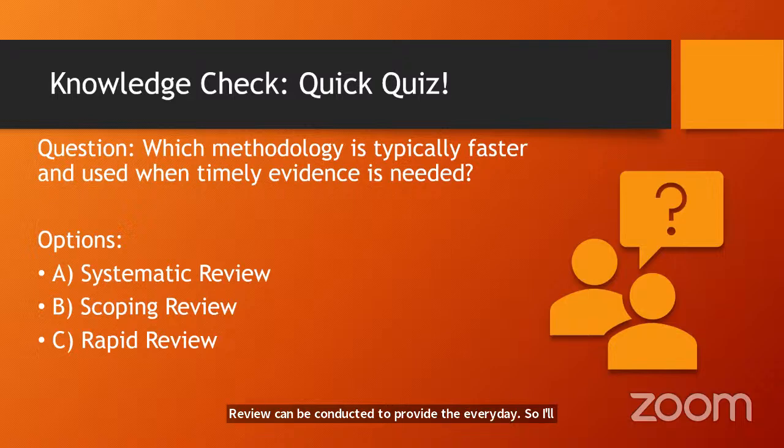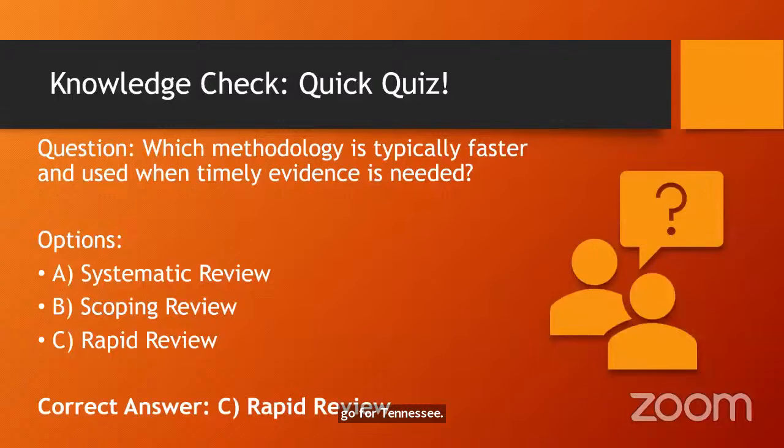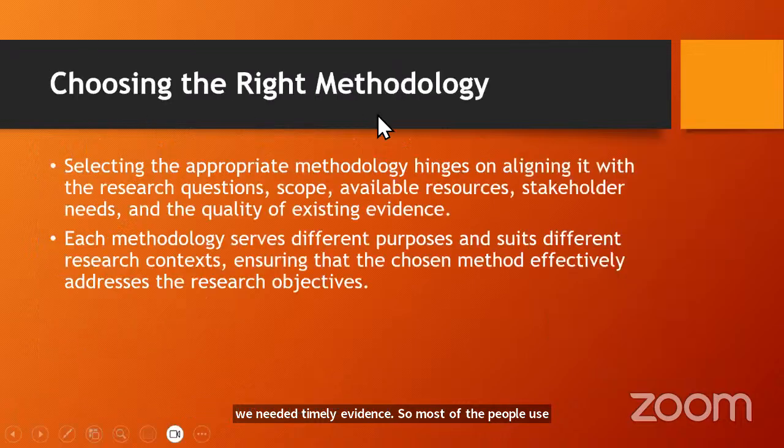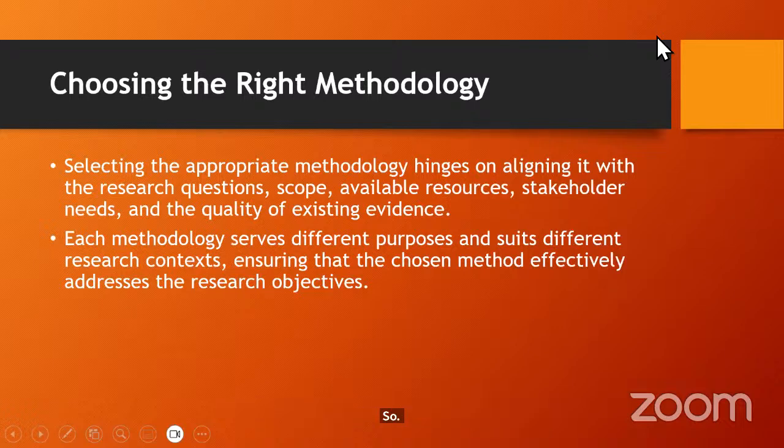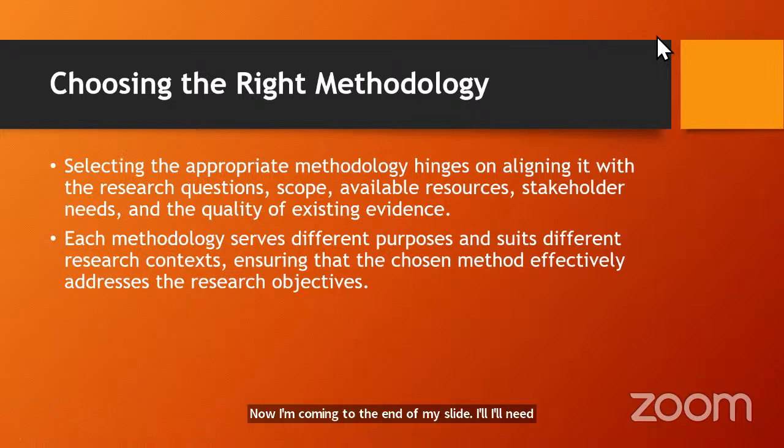Okay, let's see the answer now. Yeah, you are correct. If we need timely evidence, then we have to use a rapid review. Suppose at the time of COVID, we needed lots of evidence, but we needed timely evidence. So most of the people used the rapid review. This can be used in such kinds of emergency. Now I'm coming to the end of my slides. I'll need only 5 minutes, then we can jump into the question and answer.